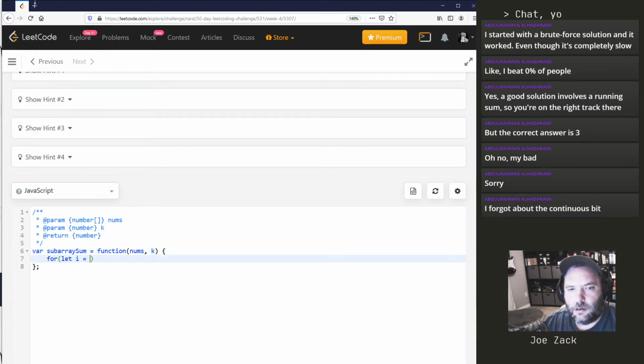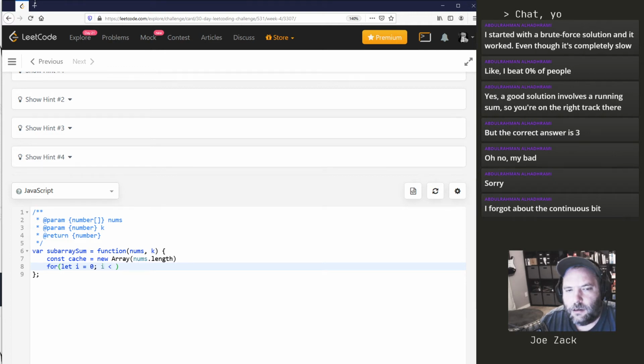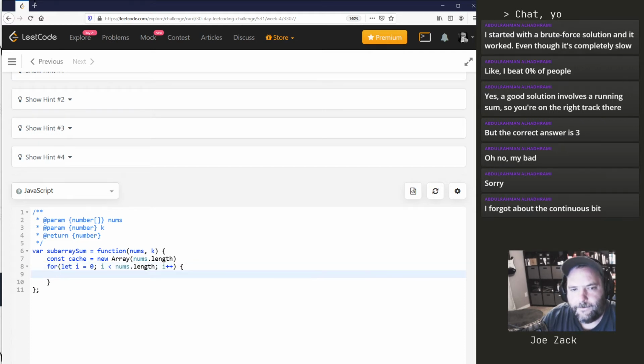So first, let's declare an array. Let's cache equals new array of size nums.length. If I know the length of an array in JavaScript, I like to go ahead and just allocate it. It's micro optimization, but sure. Nums.length I++, right? And what we'll do, I should probably initialize that to zeros.